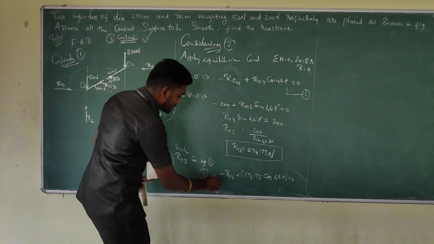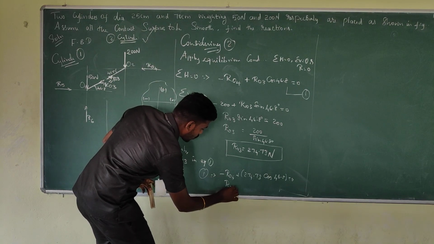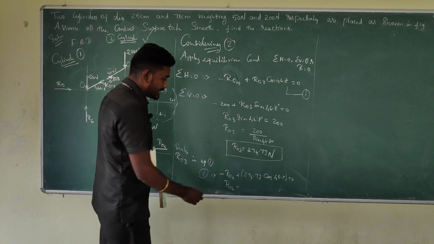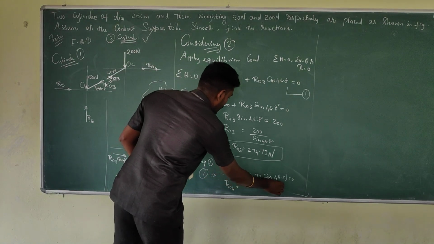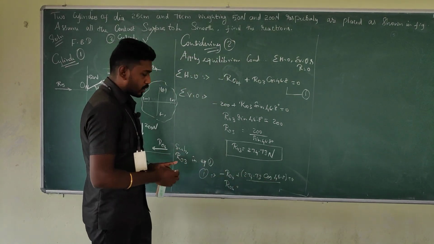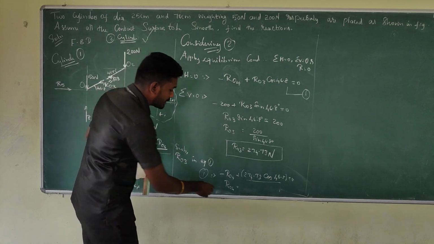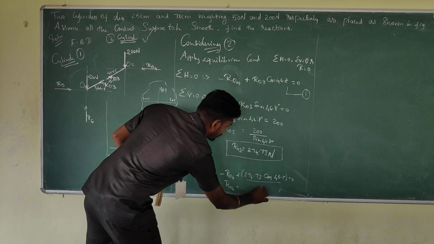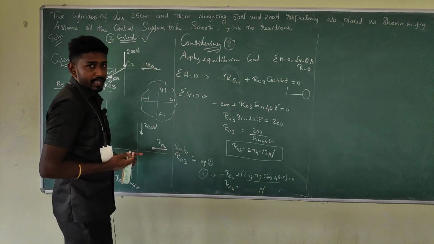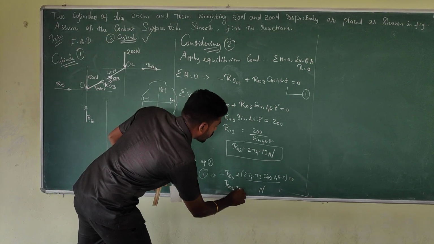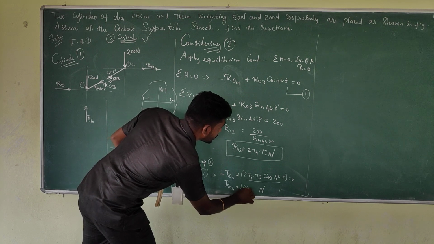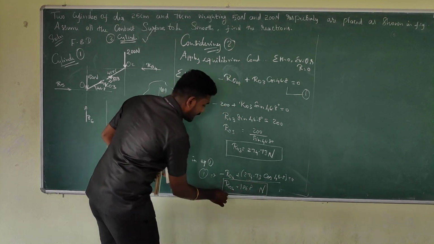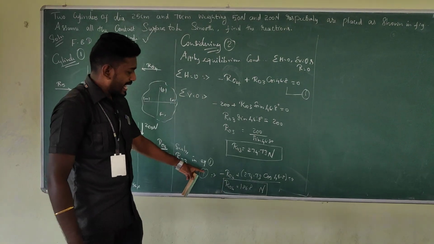Now if you take RO4 to the other side, it becomes positive, so if you do the calculation in your calculator, you will get the answer for RO4 in Newton, which is roughly 186.8 Newton.